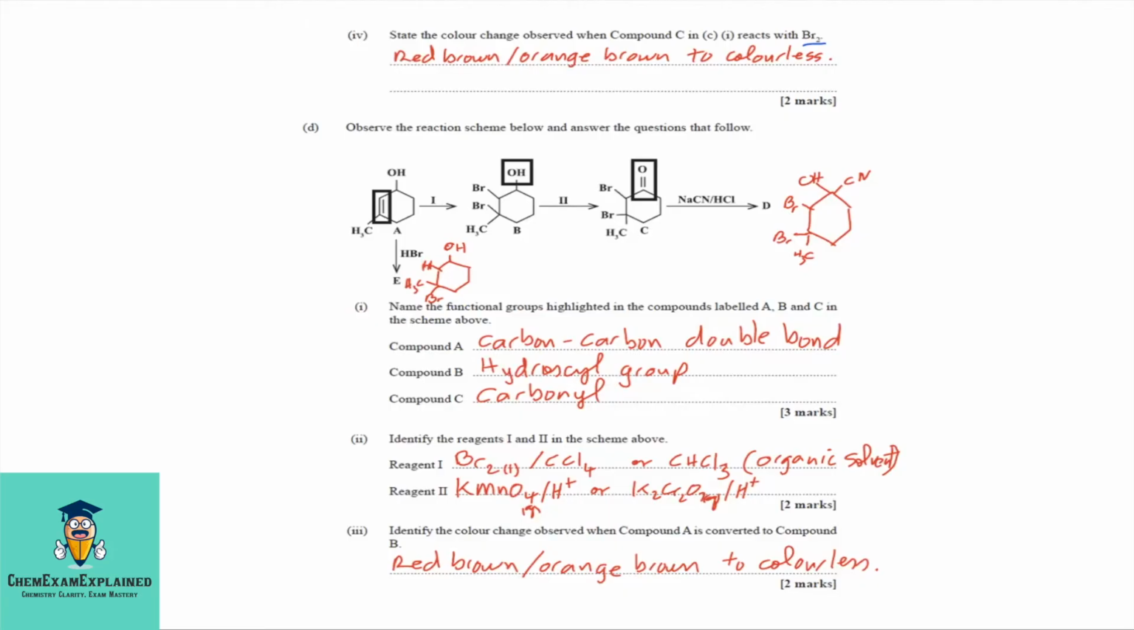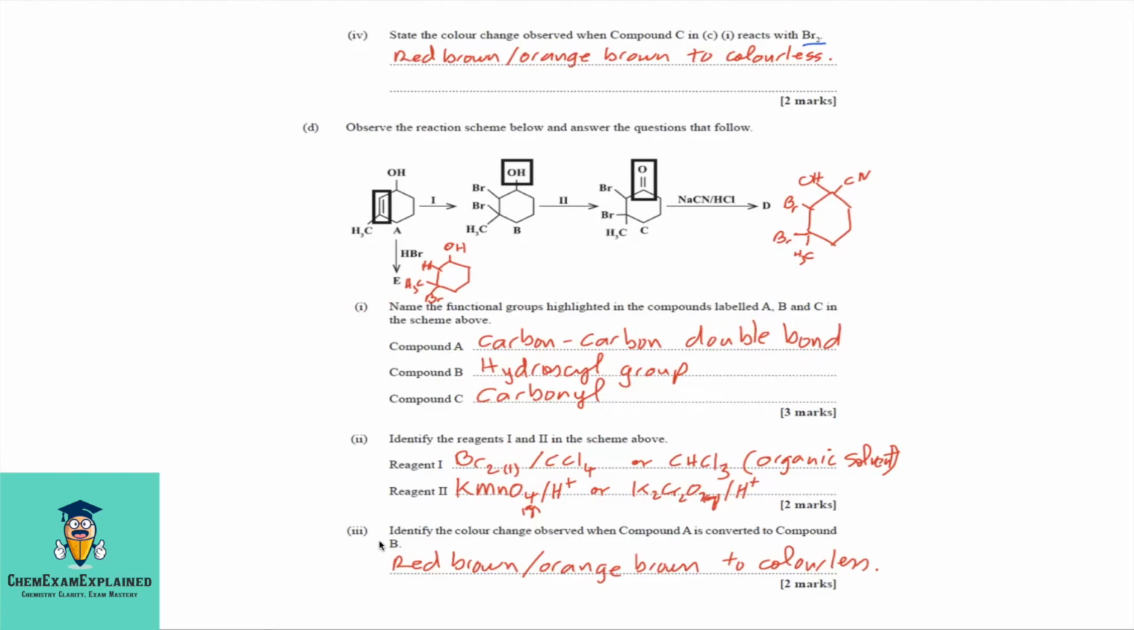You could use CCl4 or CHCl3. But if you simply say an organic solvent, you should be okay as well. For reagent 2, we did say going from B to C, it was oxidation because the hydroxyl group changed to a carbonyl group. So you need an oxidizing agent. Now you could use acidified potassium manganate 7 or acidified potassium dichromate.